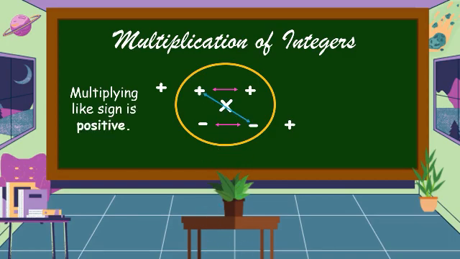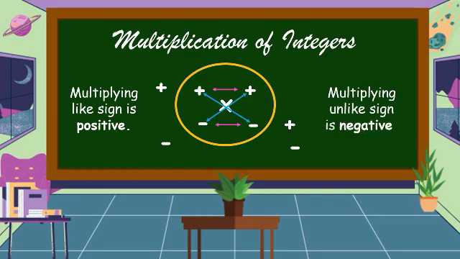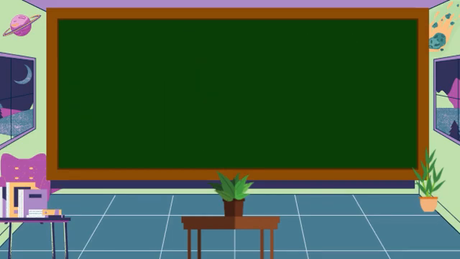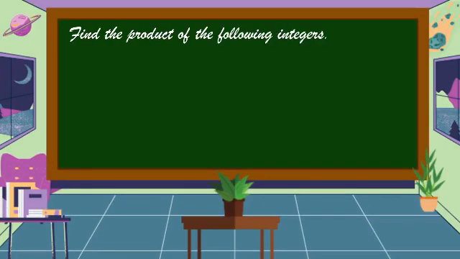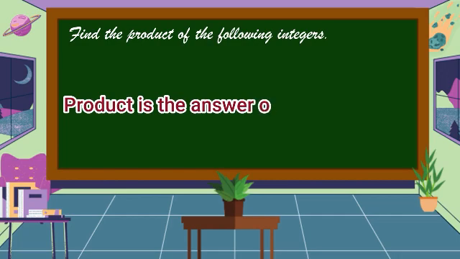Positive times negative, the answer is negative. Negative times positive, the answer is negative. So, multiplying unlike sign is negative. Okay, let's apply the rules. Find the product of the following integers. When we say product, this is the answer of multiplication.